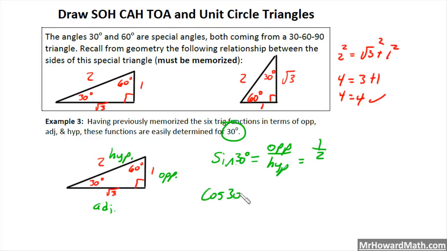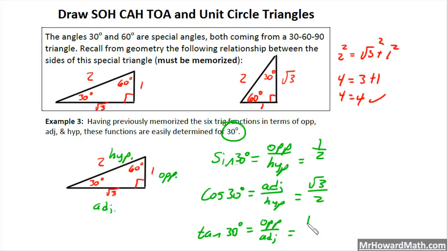Cosine of 30 degrees is equal to adjacent over hypotenuse, abbreviating all of that. Adjacent over hypotenuse. So that would be square root of 3 over 2. And tan of 30 degrees is equal to opposite over adjacent. For our case, opposite is 1, adjacent is square root of 3. And then we should fix that, and we've discussed this pattern before. It would be square root of 3 over 3.